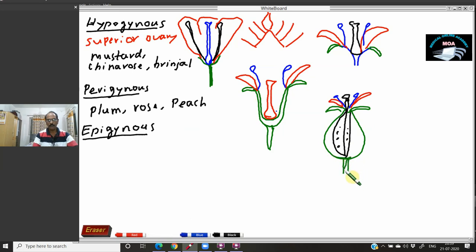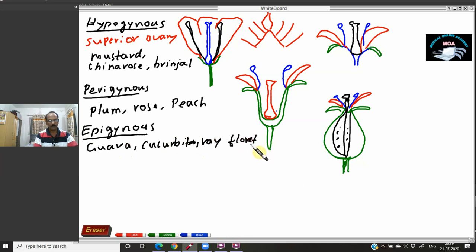This is the thalamus. This is the pedicel. Then what is an example of epigynous? Guava is an example. Another example is cucurbita. Another example is the ray floret of the sunflower. The sunflower has two types of flowers. One flower is present on the margin, and another is present in the center. The central one is known as the disc floret, and the marginal one is known as the ray floret.